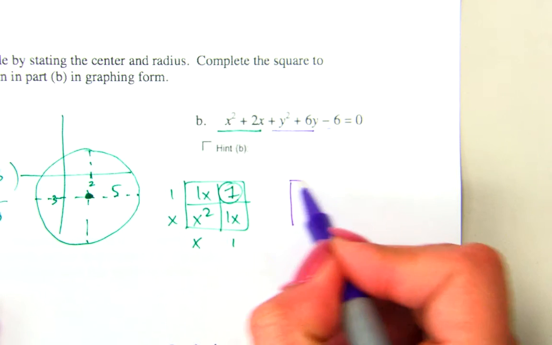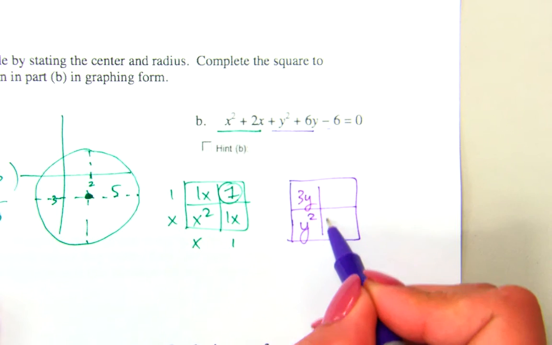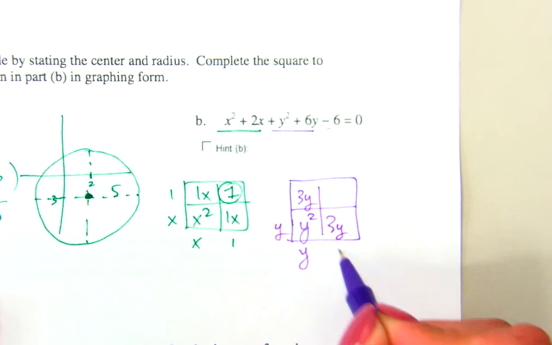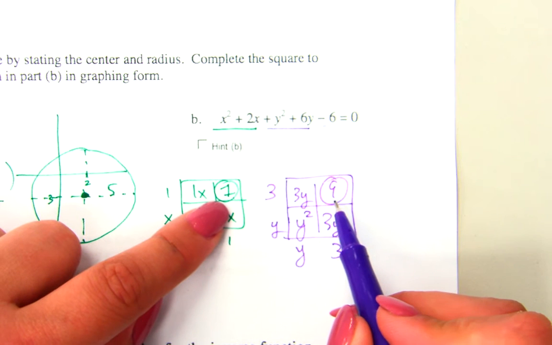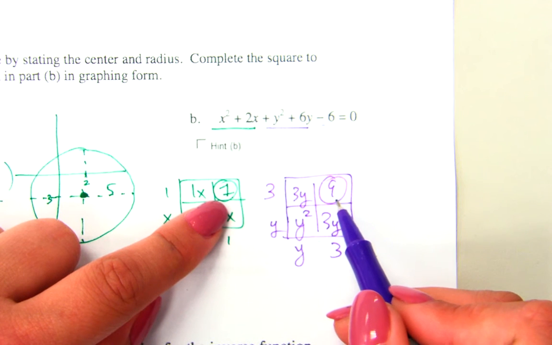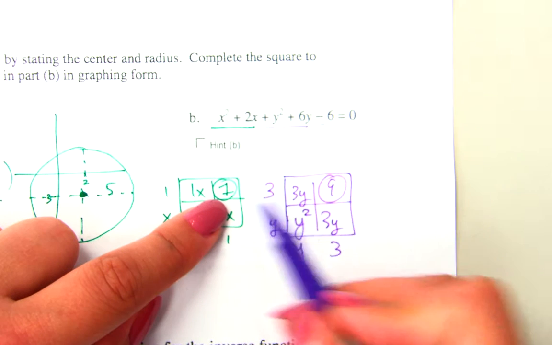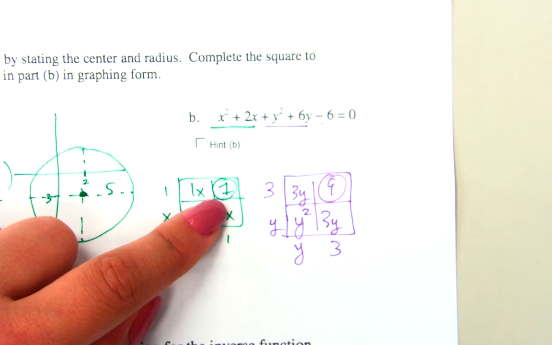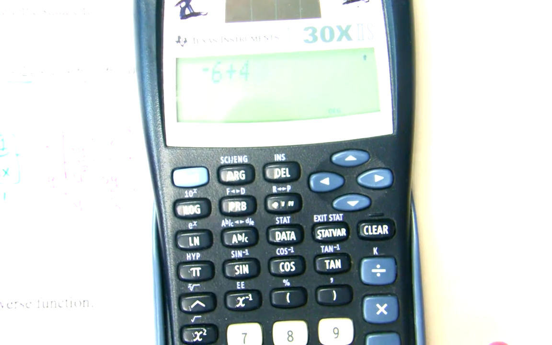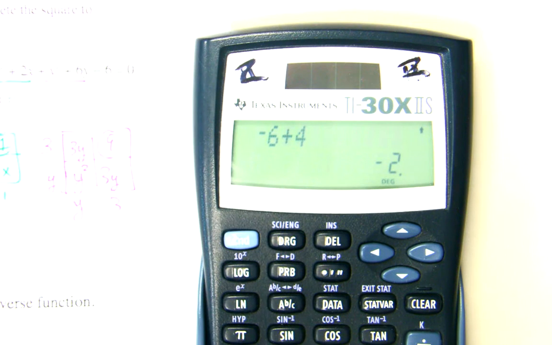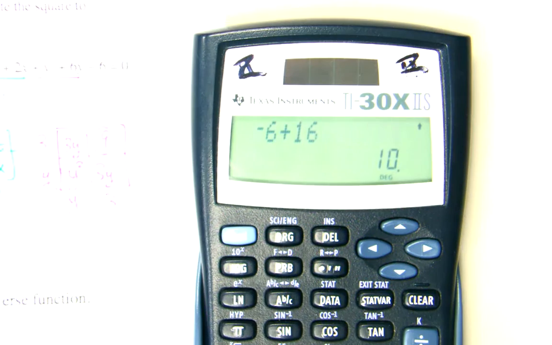The purple ones, there's a y squared, there's a 3y, a 3y, so y, 3, 3, so that's going to be a 9. Okay, so we want 10, and we want them to be positive, obviously. So what number do we add to negative 6 so we can get a positive 10 as a result? If you do negative 6 plus 4, that's negative 2. That's not a positive 10. So let's see, negative 6 plus 16. Okay, there you go. There's a 10.